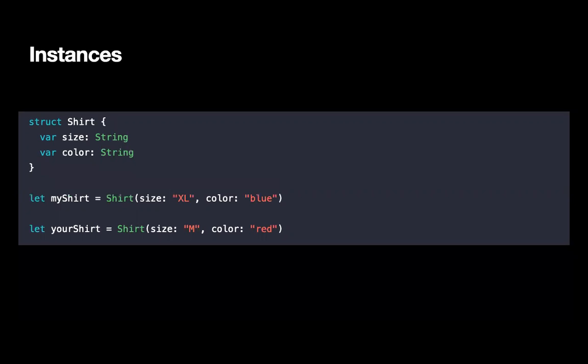Then instances: how to create the instances of the structure. Now here we have the struct shirt, having two properties, size property and color property. And for this, we have created two instances of this shirt struct, that is my shirt and your shirt. So my shirt and your shirt are called the instances of the struct shirt.